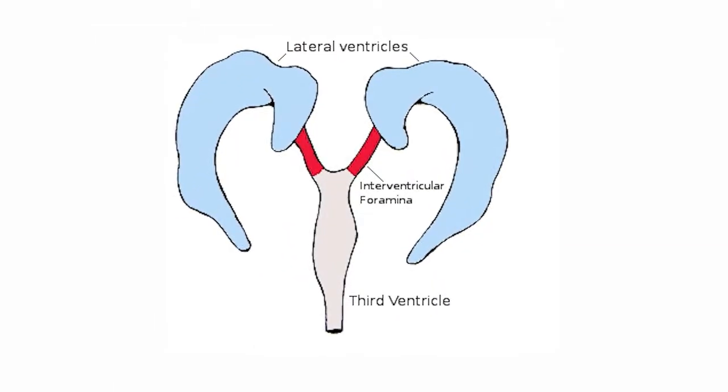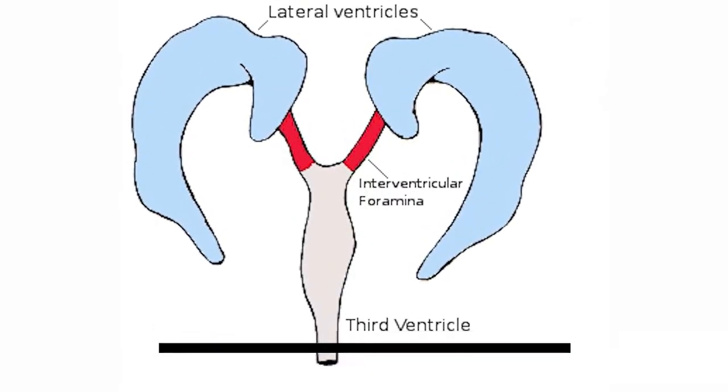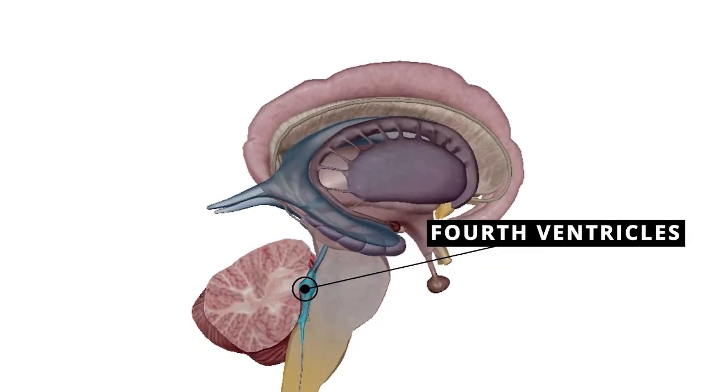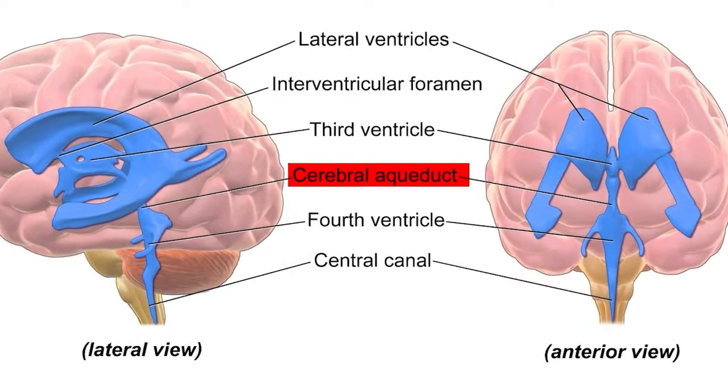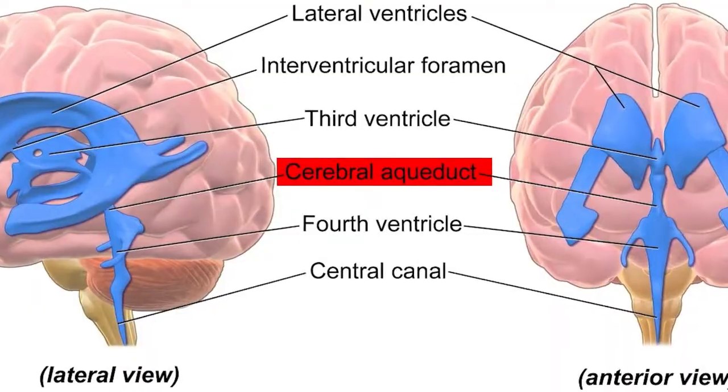It's connected to each lateral ventricle by the interventricular foramen, or foramen of Monro. Fourth ventricle. Located between the pons and the cerebellum. It communicates with the third ventricle above through the cerebral aqueduct, or aqueduct of Sylvius.